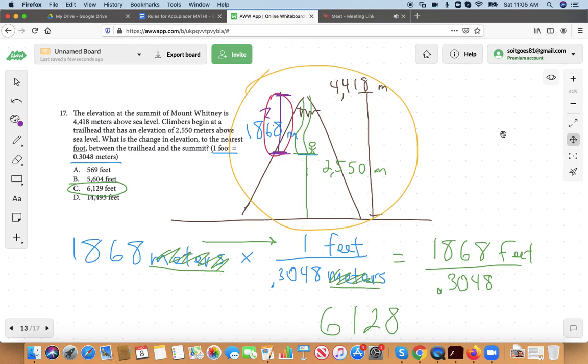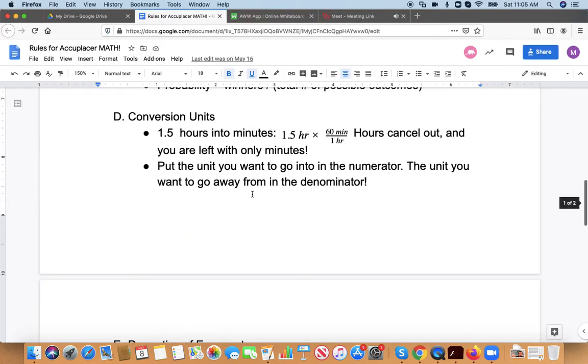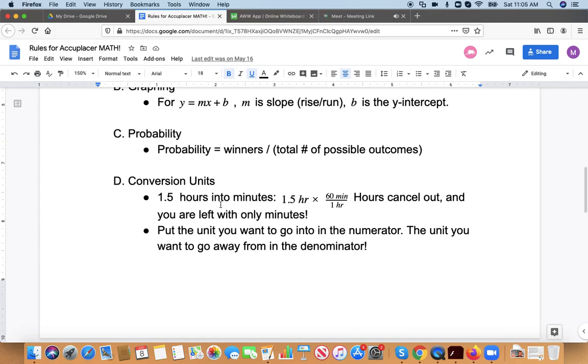But in theory, you could use a conversion unit to go from 5,000 kilograms to grams as well. You know what I'm saying? You could do that too. We could do that same thing. And I've got that on the rules for Accuplacer Math, by the way. Do you have conversion units on here? Do you see that on your screen?